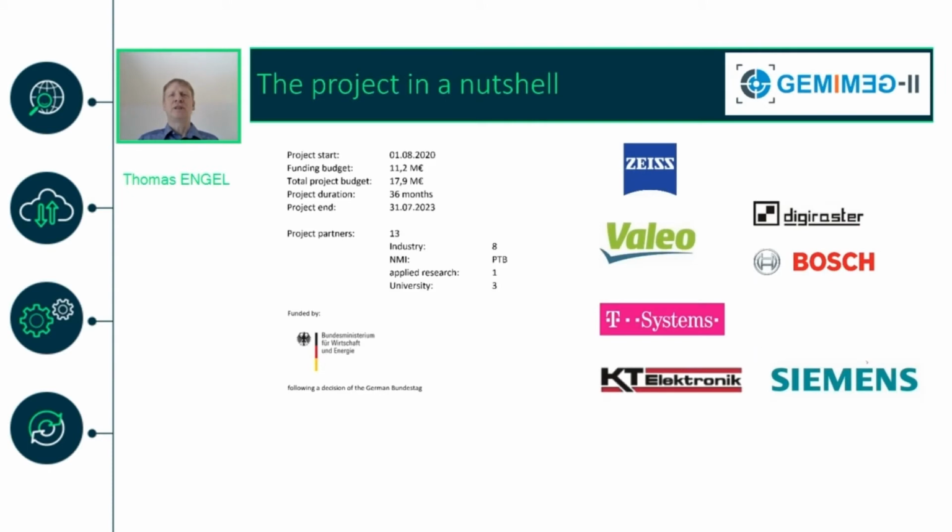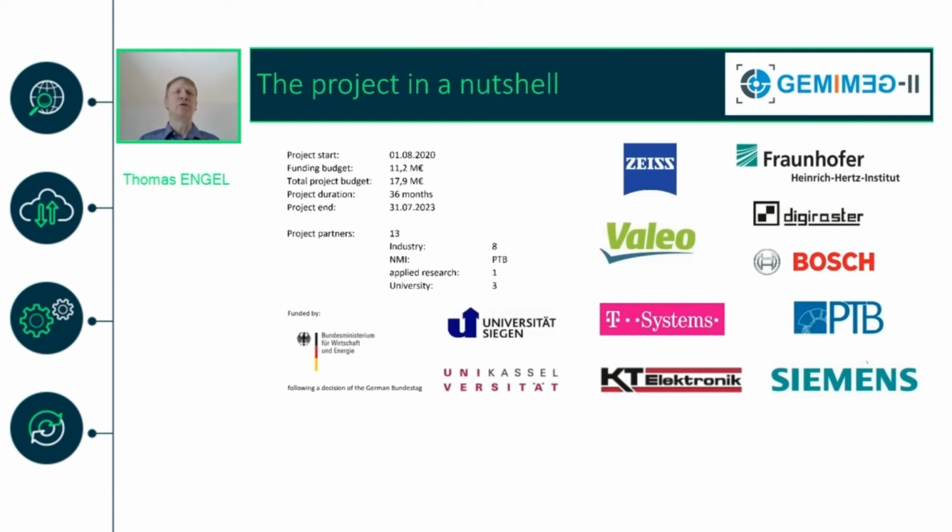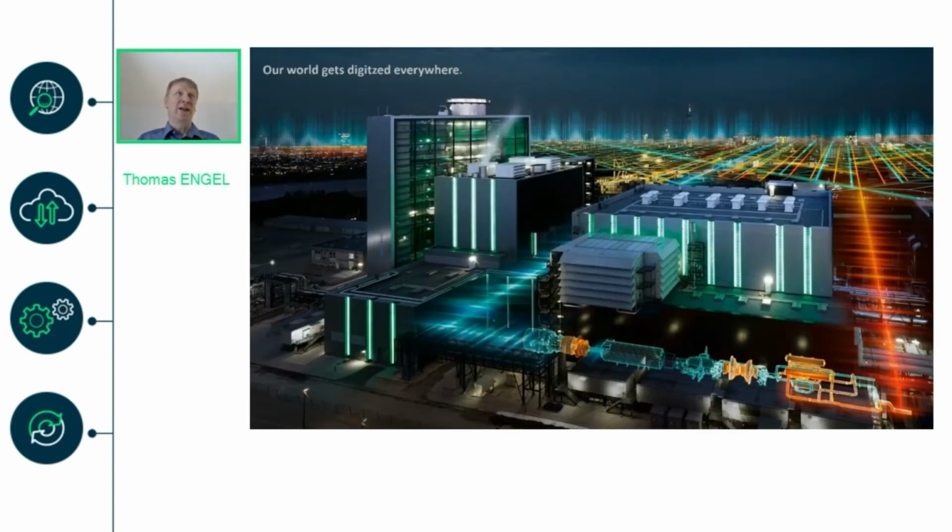Eight of them are from industry, and you can see the different partners here. Then we also have the German National Metrology Institute included, the PTB, plus one research institution and three research groups from different universities. The entire project is funded by the German Ministry for Economic Affairs and Energy, following a decision of the German Bundestag. What do we do? At the beginning, we had the observation that our world gets digitized everywhere. So we came up with a question: why not the calibration ecosystem too?